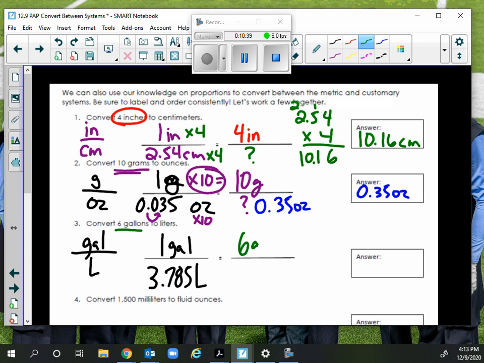So I'm going to write 6 gallons over here. And I've got to find how many liters 6 gallons are. So I've got to find my scale factor number. I'm going to do times 6. In red, that's going to be my scale factor. 1 times 6 will give me the green 6. So I'm going to do 3.785 on the bottom times 6 as well. I don't know what that is off the top of my head, so I have to write it down off to the side.